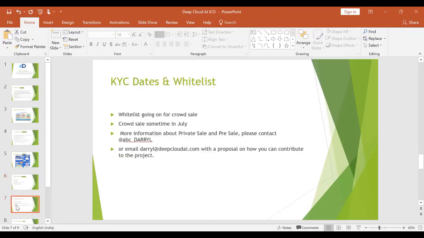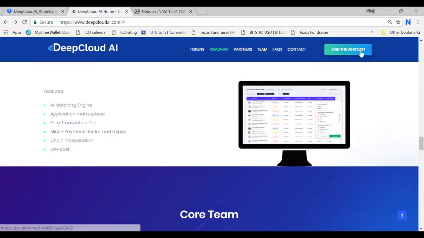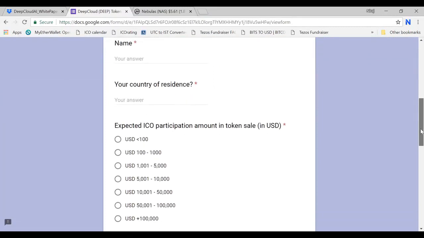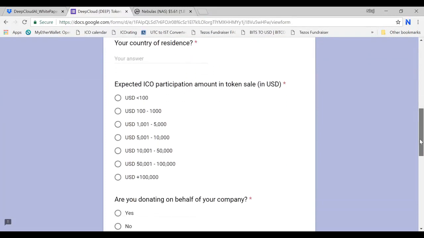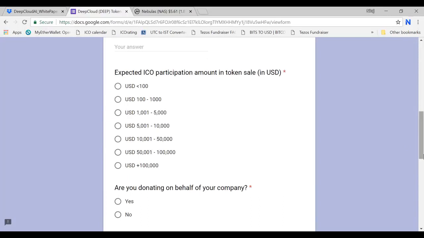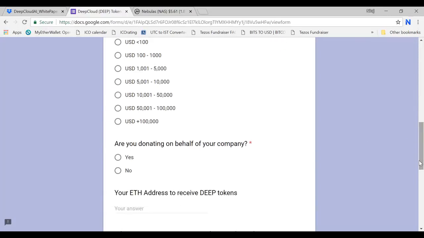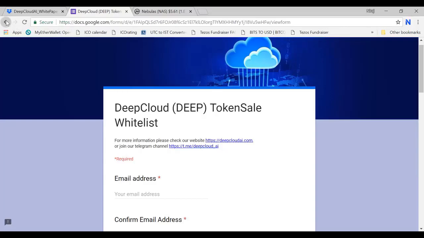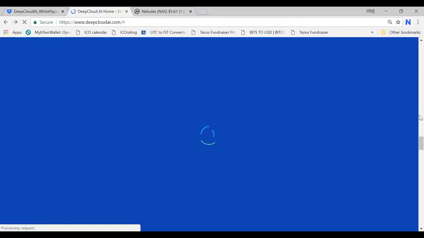Moving on to the whitelisting and KYC dates. Currently you can go ahead and do the whitelisting on their website. Here is the join the whitelist form. You have to fill in your email address, your name, your country, how much you're willing to invest in US dollars, and whether you're an individual or a company. Here you can put in your Ether address and Telegram. So this is pretty much the form to apply for the whitelist.